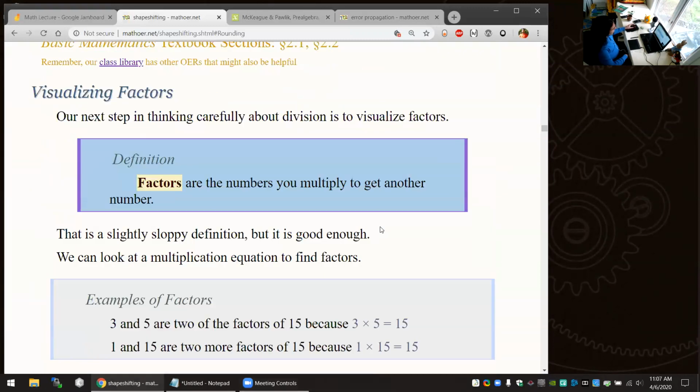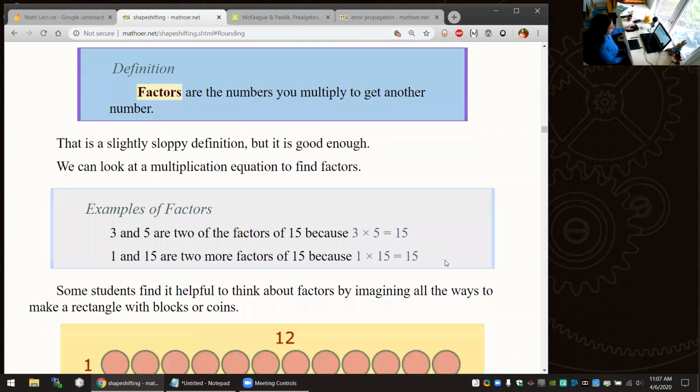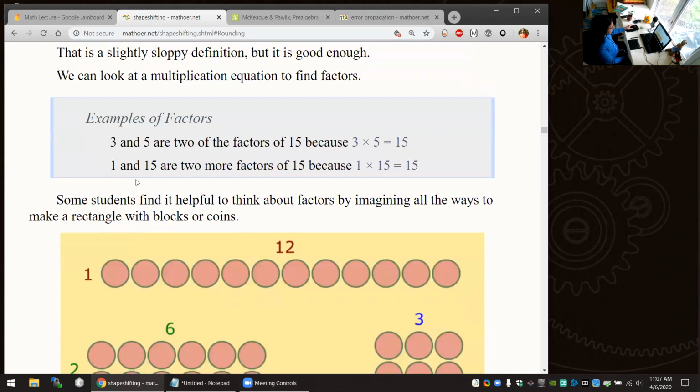Okay, before we play with fractions too much, we need to be able to play with factors. So factors are the numbers you multiply to get to another number. That's kind of a sloppy way of saying it, but it works. 3 and 5 are factors of 15 because 3 times 5 is 15. 1 and 15 are factors of 15 because 1 times 15 is 15.